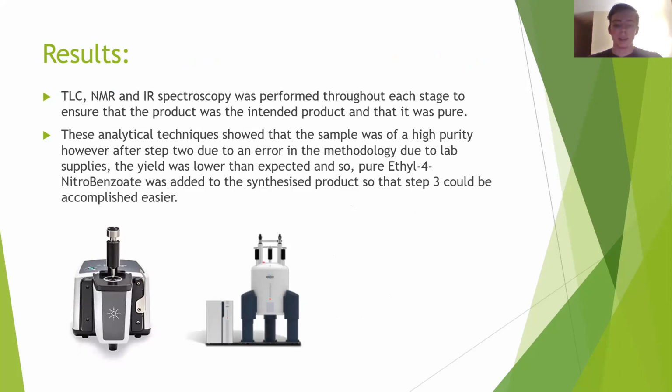And in step 2, as I said earlier, we lost yield due to the round bottom flask. And so we had to add further nitrobenzoate so that we could keep step 3 going. And it made the numbers rounder, which we felt would be easier for the calculation and then our final yield.